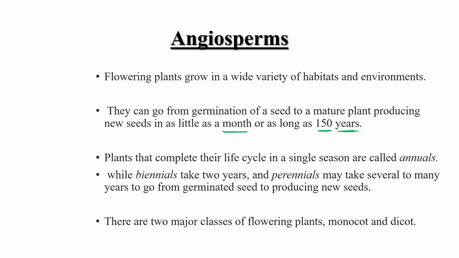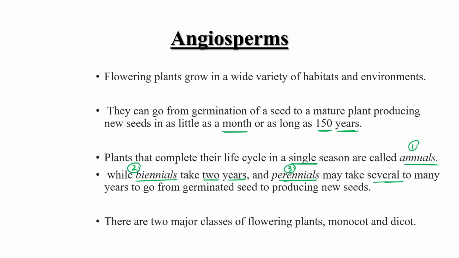But usually we can categorize plants according to their life cycle into three different types. Those plants that complete their life cycle in a single season come under the category of annual plants. Those that complete their life cycle in 2 years come under the biennial category, and perennial plants may take several years from germination to a seed producing plant. So annual, biennial, and perennial are the three types according to their life cycle.